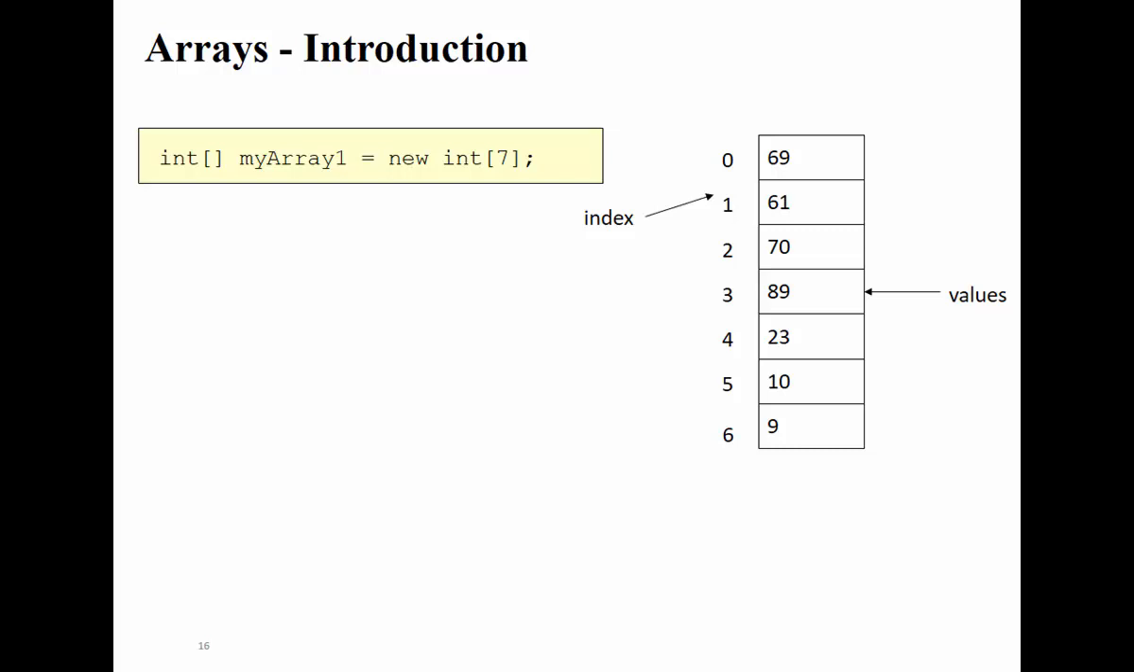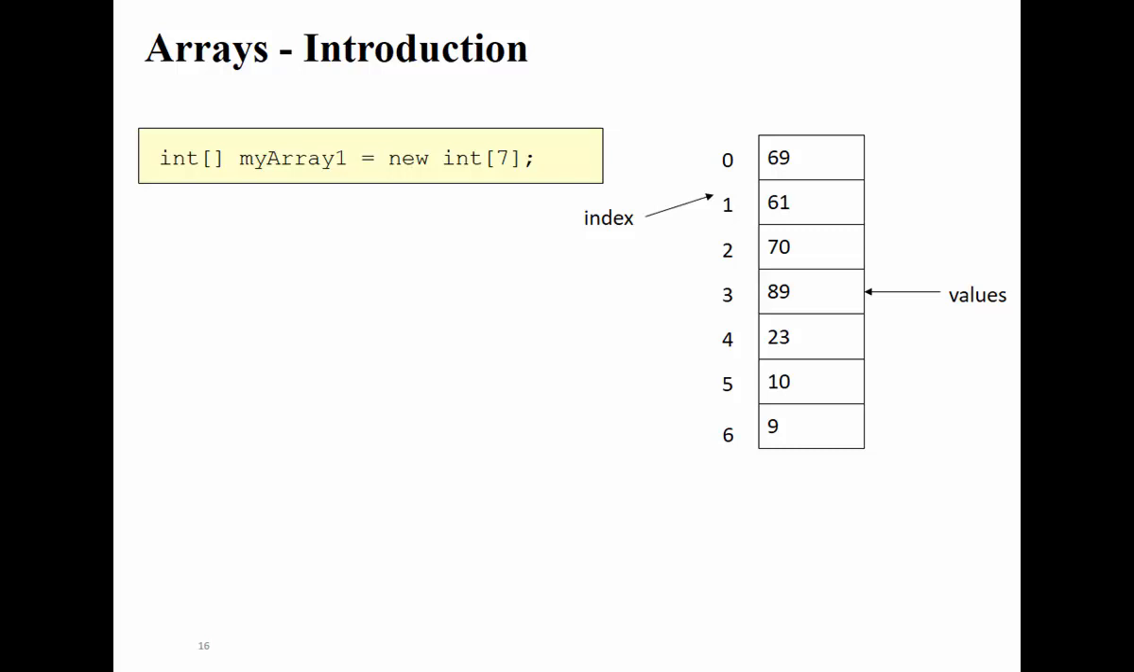Okay, it's always power of 2. So we reserve the space based on the architecture of the machine. And the index starts from 0. So we have 7 spaces, from 0 up to 6. Now, we have the index and we have the value stored at that place. At index 0, the value is 69. At index 1, the value is 61. And it goes on until index number 6, where the value is 9.